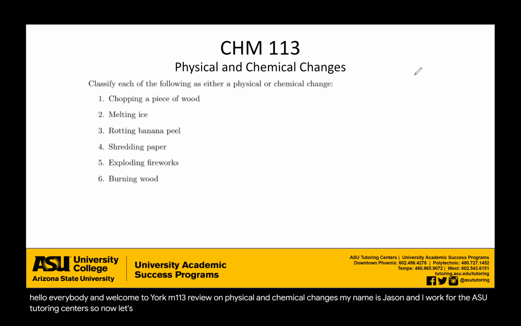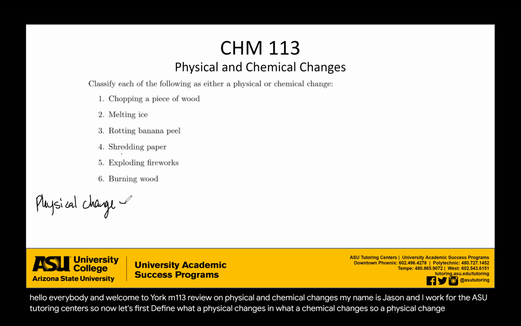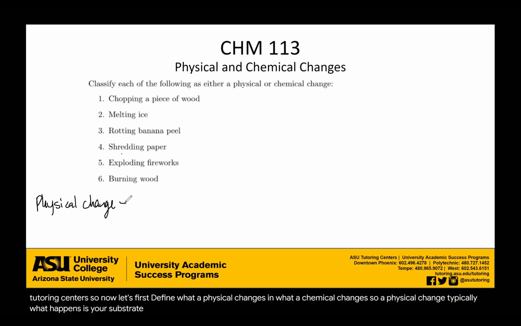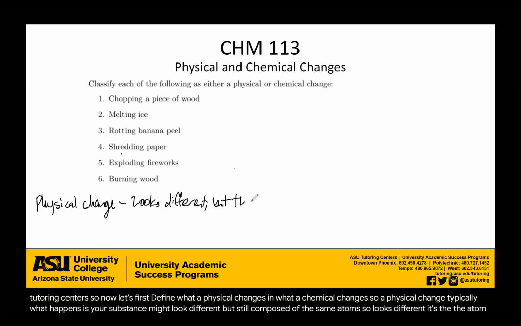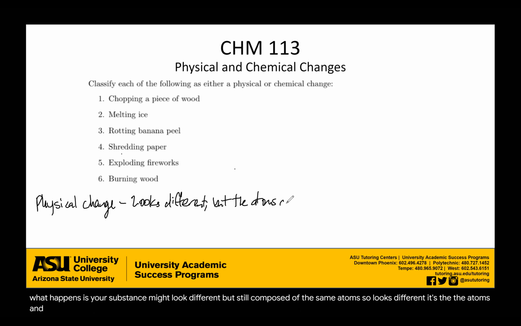So now let's first define what a physical change is and what a chemical change is. So a physical change, basically what happens is your substance might look different, but it's still composed of the same atoms. So it looks different, but the atoms and molecules have not changed.